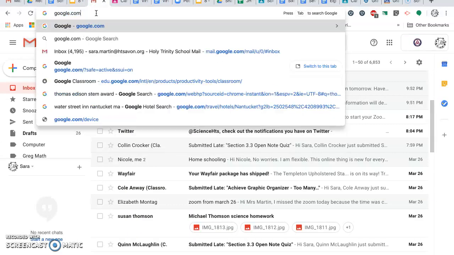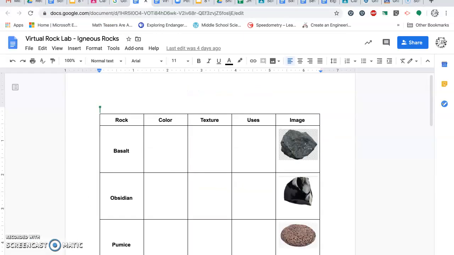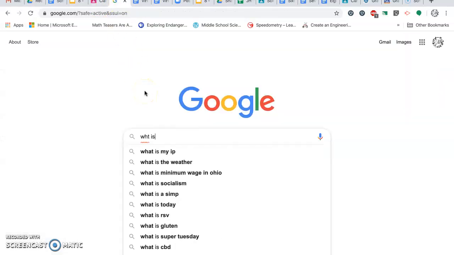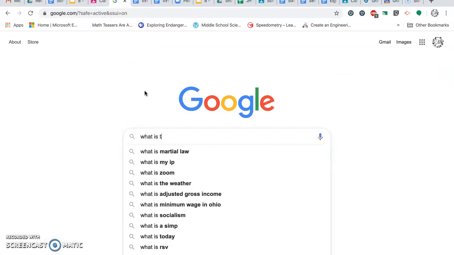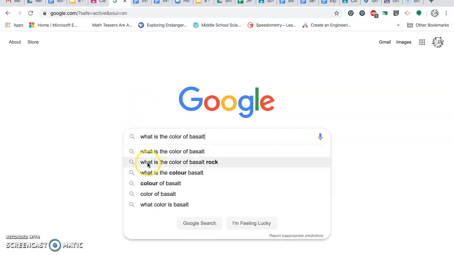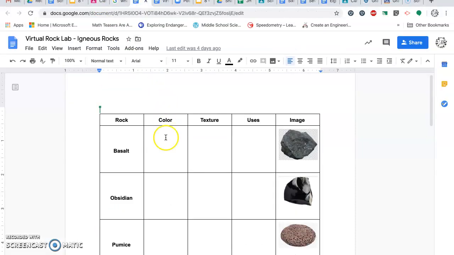And so you would just come over to a search engine. The first thing I want to know is what's the color of basalt. So you would just type in what is the color of basalt. You can kind of tell that it's a dark gray from the image, but if you wanted to check, they're calling it black. Basalt is usually gray to black in color. Okay, so we would come back here and you would type in gray to black in color. That's all you got to do.